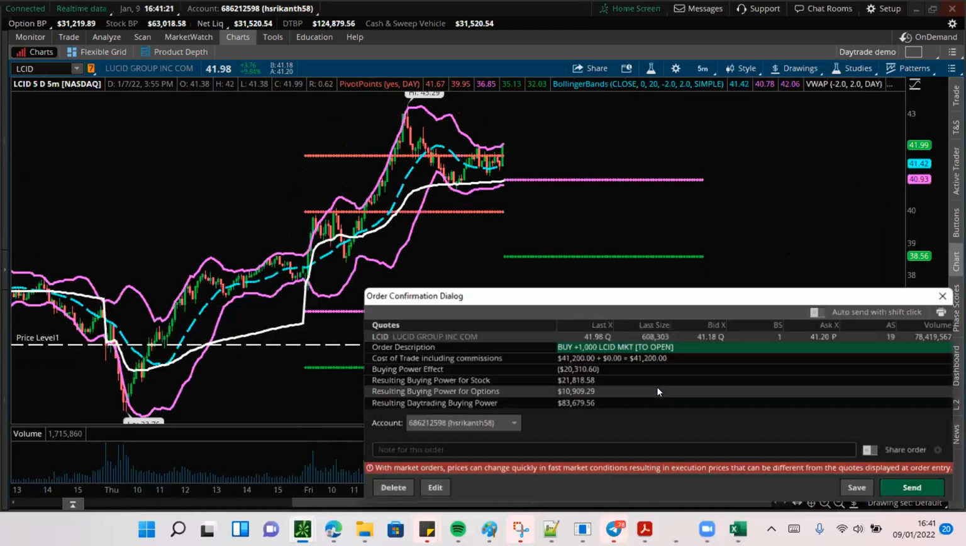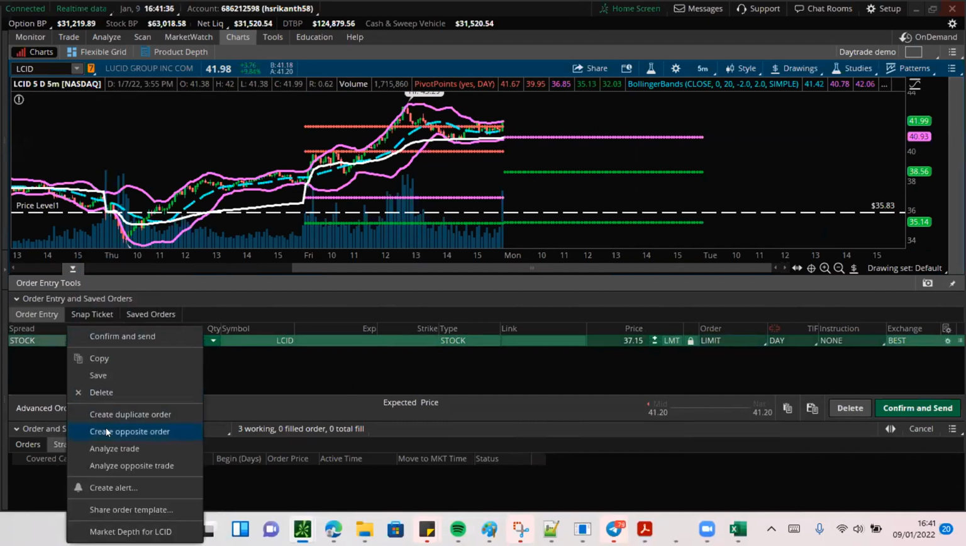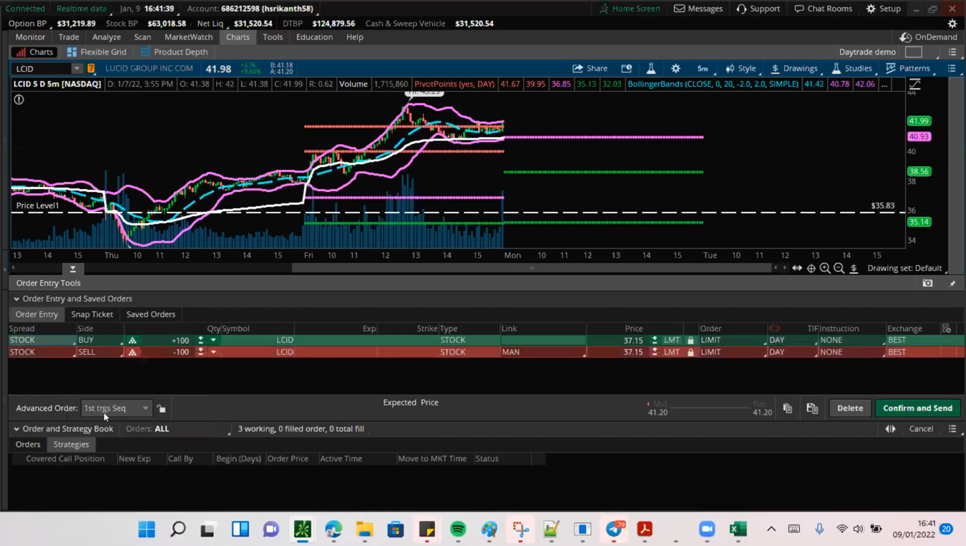I'll right click, I'll click buy, I click edit here. I'll just change it to 100 stocks I want to buy at a limit order. And I'll change this to first trigger sequence. I'll click on create opposite order. I need to create a sell order, right? And I wanted to sell it at $41. So I'll just place this trade.